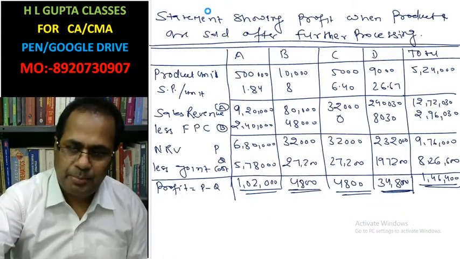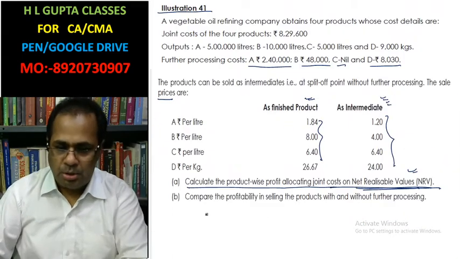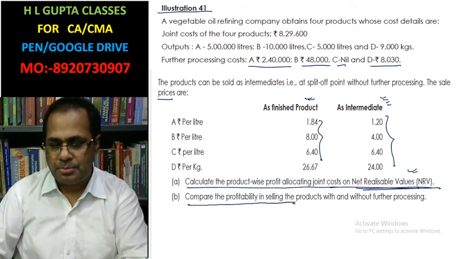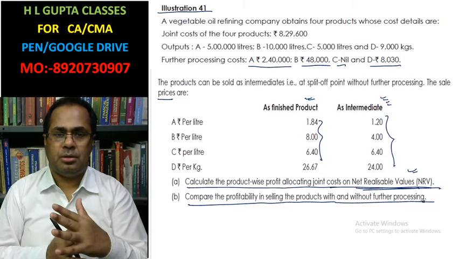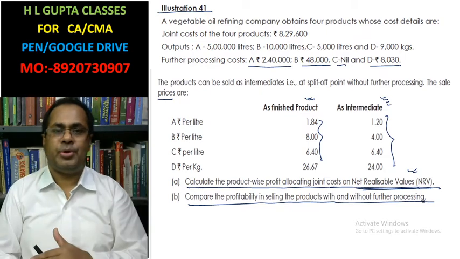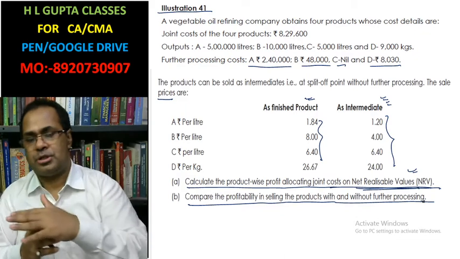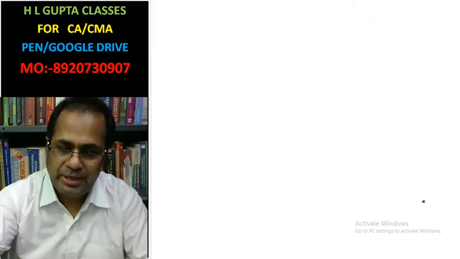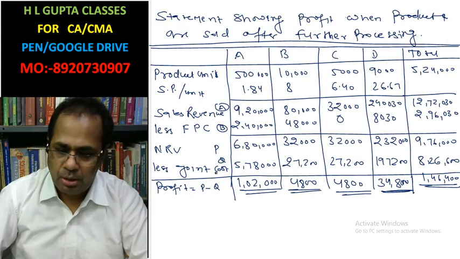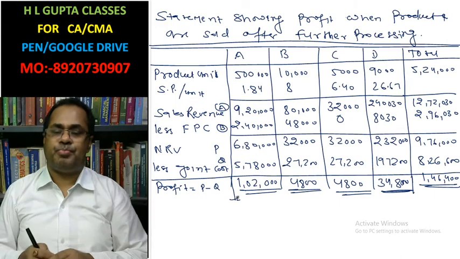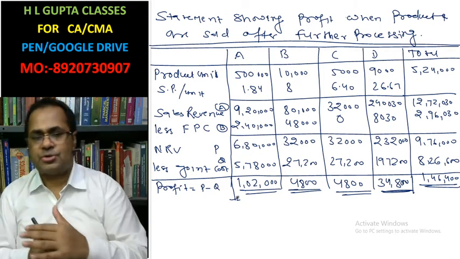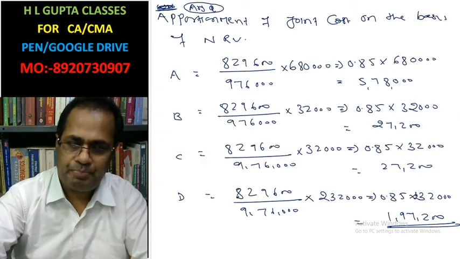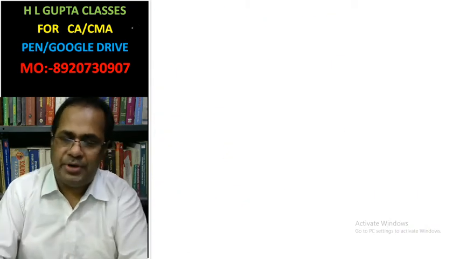In the second part, what is the question asking? Compare the profitability of selling the product with and without further processing. Now we have to compare profit when products are sold at the split-off point and when sold after further processing. We have calculated profit when sold after further processing. Now we need to calculate profit when sold at the split-off point.